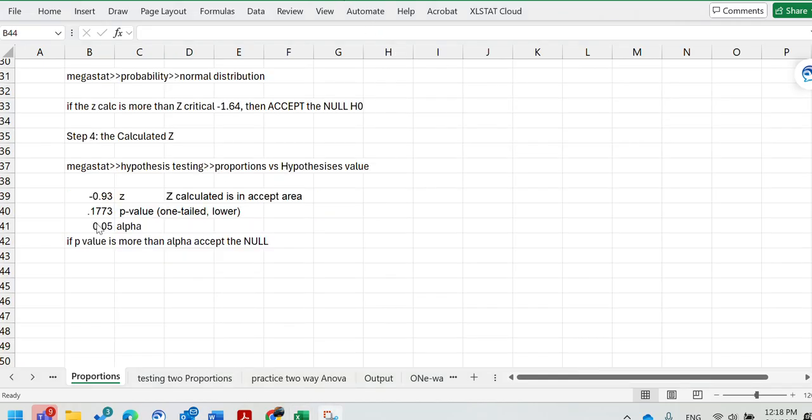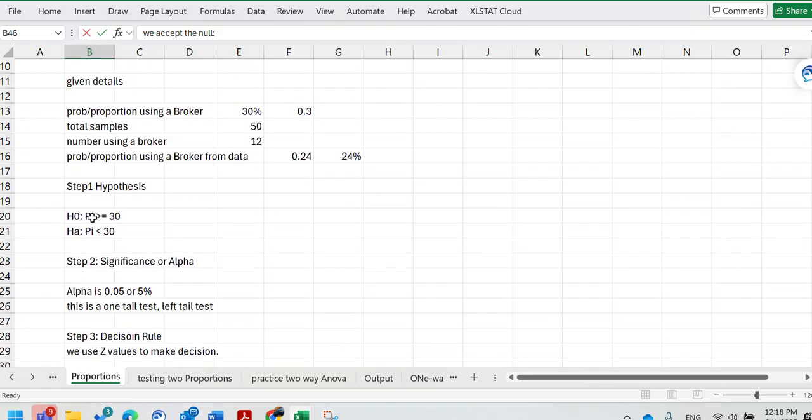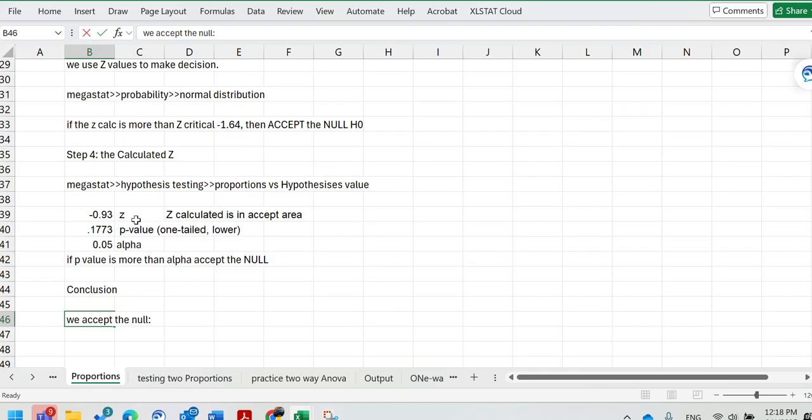So let's now write the conclusion. What is our conclusion? Conclusion is we accept the null. What does the null say? The null says the value of proportion is more than or same as 30%. It means the proportion of people using a broker is 30% or more.